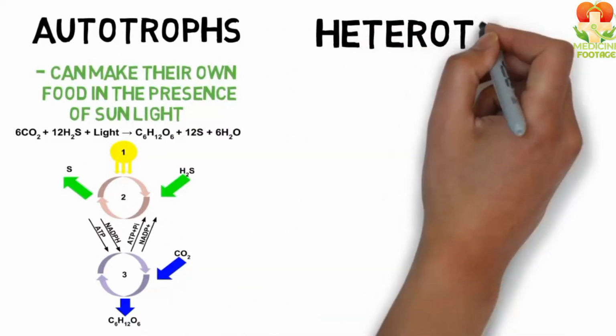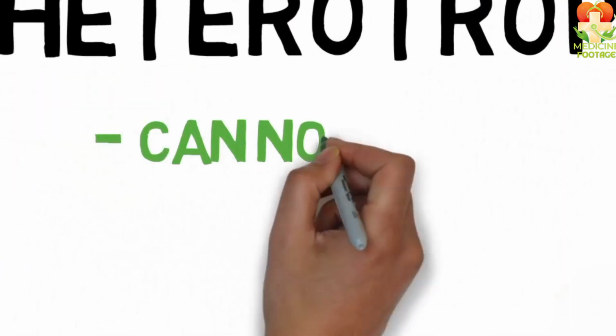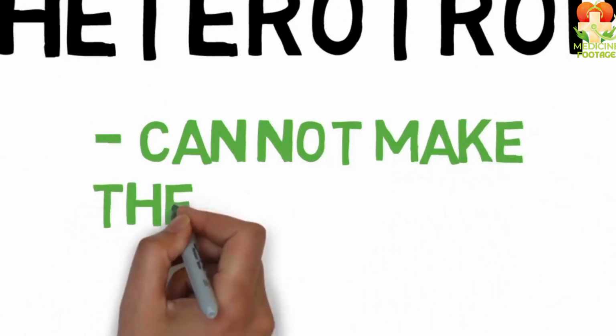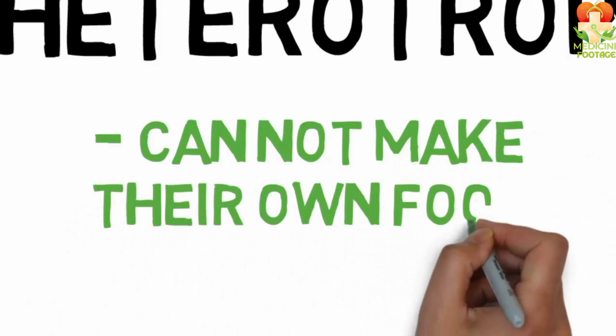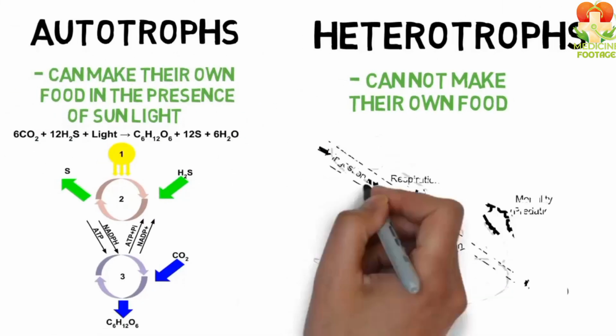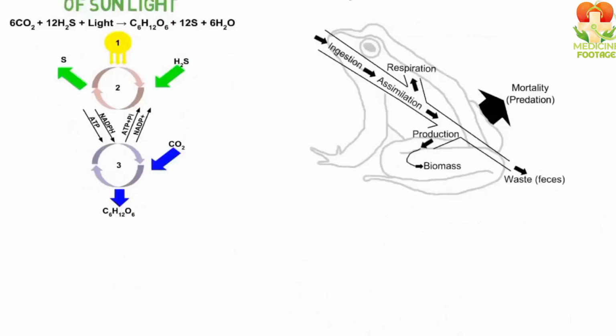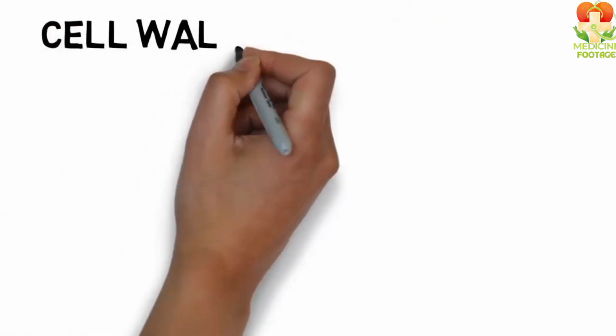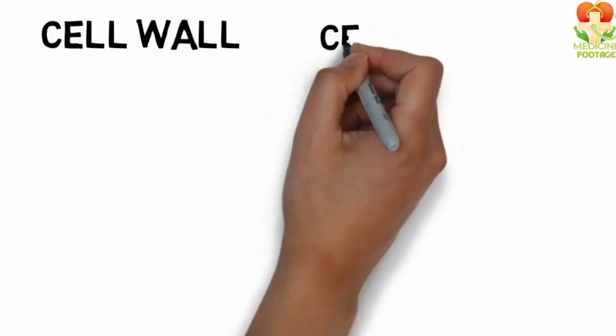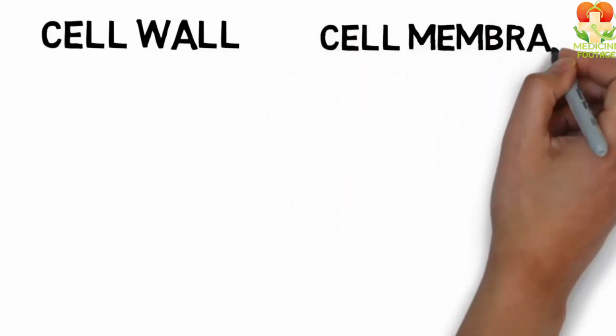Heterotrophs, on the other hand, are living beings that cannot produce their own food. They rely on other organisms for sustenance, and we call them heterotrophs. Most animals fall under heterotrophs. Now, we will study the difference between cell walls and cell membranes. It's important to know this distinction to understand the five kingdom system.